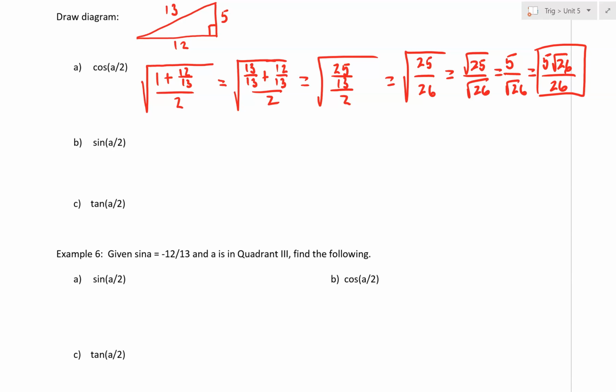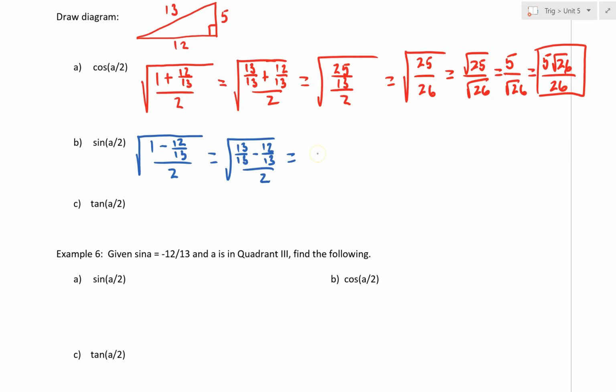Then they want us to do the sine value. So sine, same idea here. Sine at this value is 5 over 13. Actually, for sine, we're still using cosine though. It's going to still be the 12, but now it's a minus. So now it's 1 minus this, over 2. That makes this 13 over 13 minus 12 over 13, over 2.